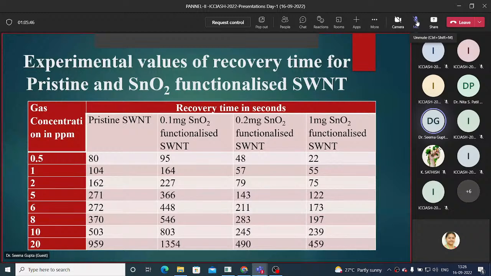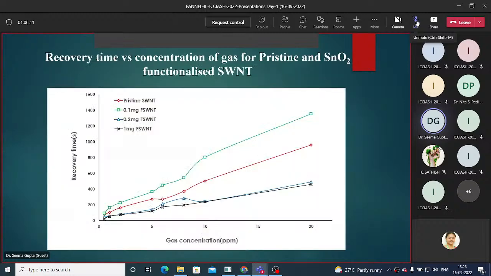Good afternoon. I'm Dr. Seema Gupta. I will be telling you about the experimental values that we received for recovery time for pristine and SnO2 functionalized SWNT. The table on the screen shows all the values in seconds for all the concentrations of the gas that we studied for pristine and for 0.1 mg functionalization, 0.2 mg functionalization and 1 mg functionalization with SnO2. The same thing is plotted on the graph.